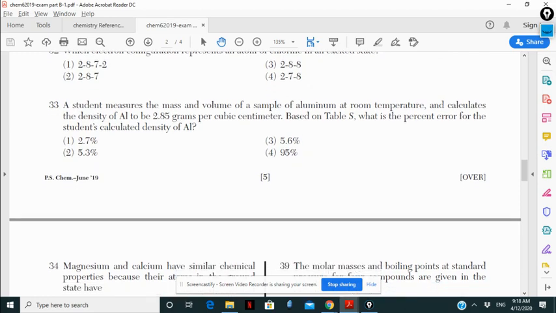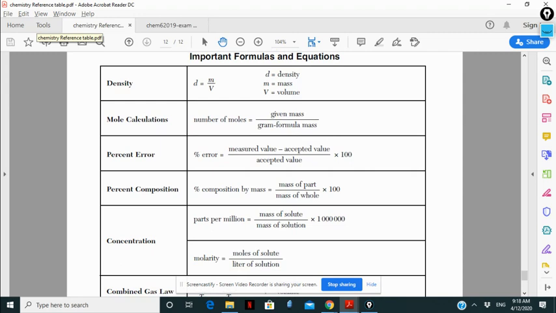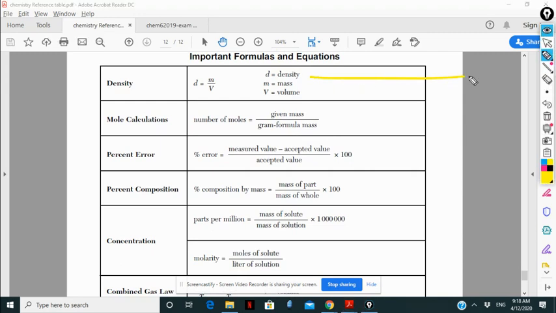Question number 33. A student measures the mass and the volume of a sample of aluminum at room temperature and calculates the density of aluminum to be 2.85 grams per cubic centimeter. Based on Table S, what is the percentage of error? First I have to use the percent error formula: measured minus accepted, over accepted, times 100.